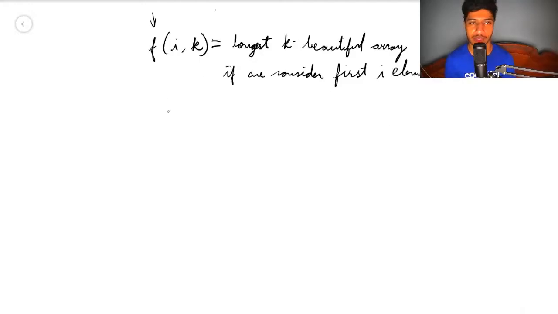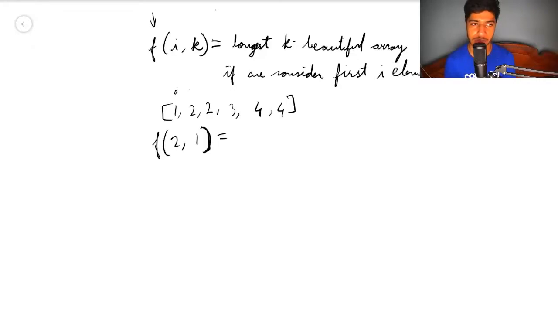Okay, so as an example, if 1 2 2 3 4 4 is our array, so f of 2, 1 will be equal to what? So in the first i elements, what is the length of the longest 1-beautiful subsequence? So it's 3, right? So hopefully this makes sense.